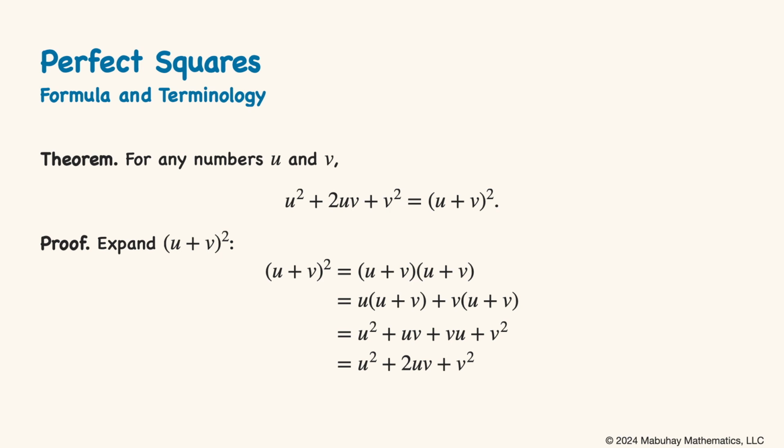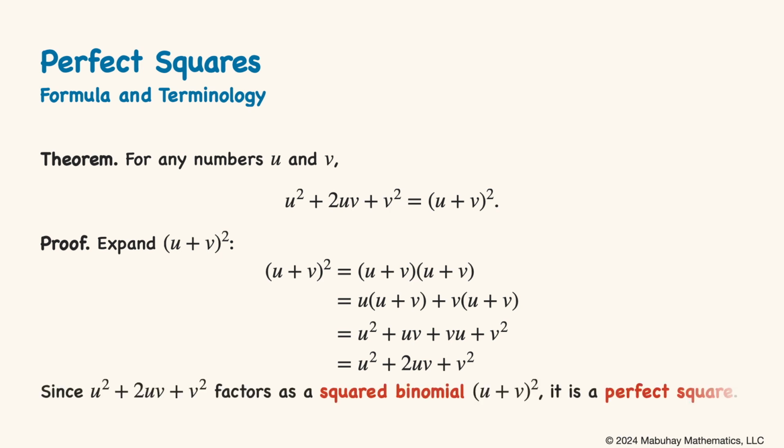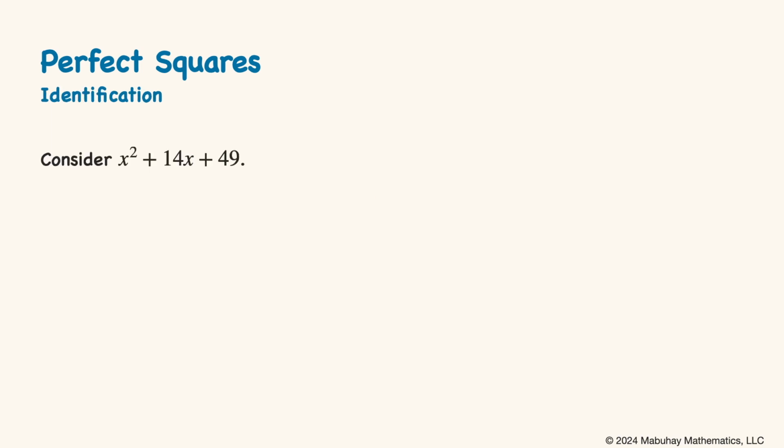This also shows us why we call it a perfect square. I didn't mention this term in the last section, but we can refer to u plus or minus v as a binomial. u squared plus 2uv plus v squared factors as the square of a binomial, so in that sense, it's a perfect square. Let's look at x squared plus 14x plus 49.